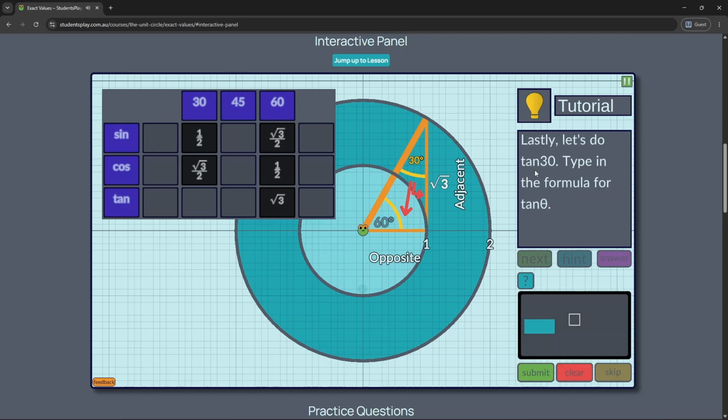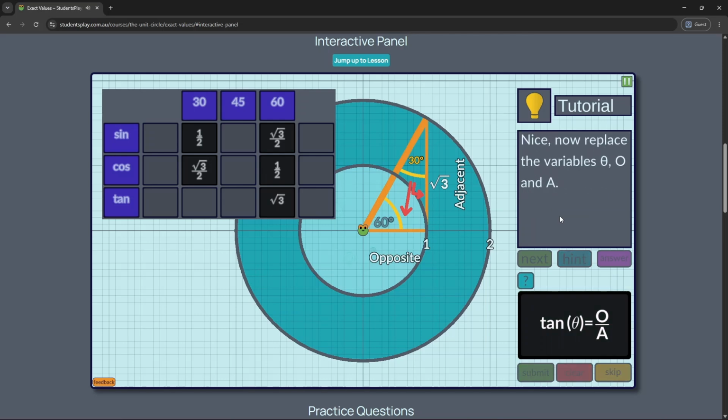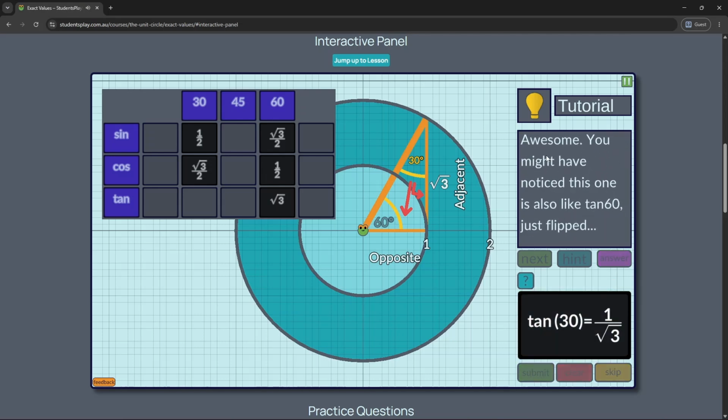Lastly, let's do tan 30. Type in the formula for tan theta. Tan theta equals O over A. Nice. Now replace the variables theta, O, and A. Okay, so theta is 30. The opposite is 1. And the adjacent is square root of 3. Awesome. You might have noticed this one is also like tan 60, just flipped. So yeah, tan 60 was root 3.